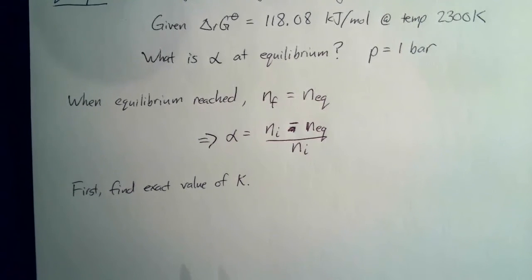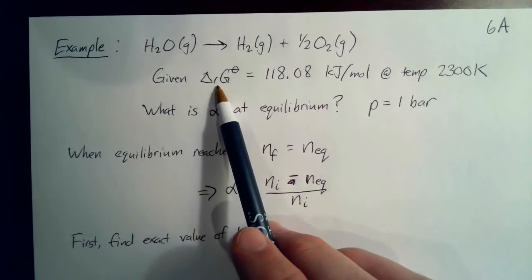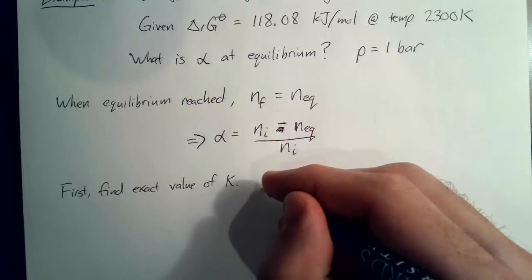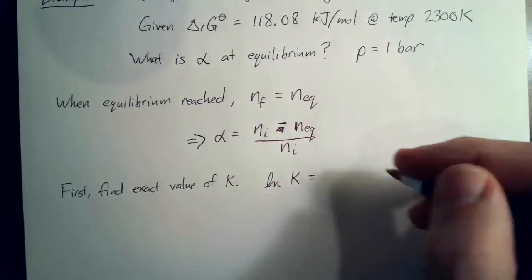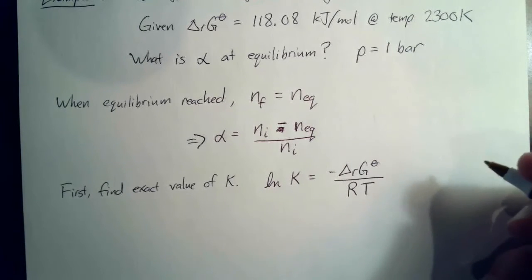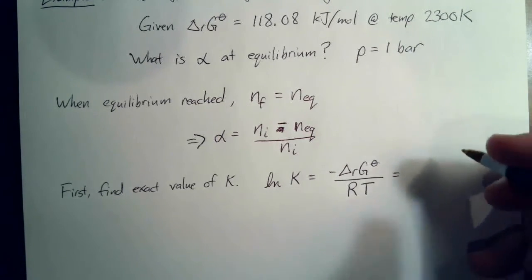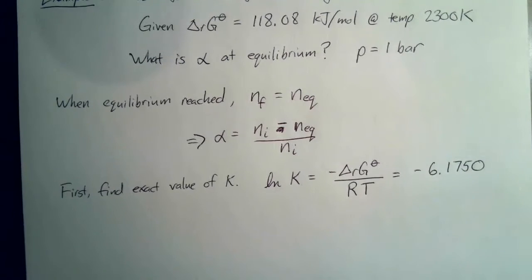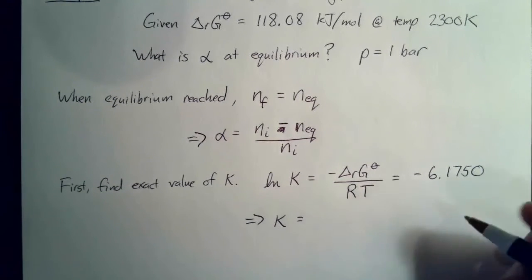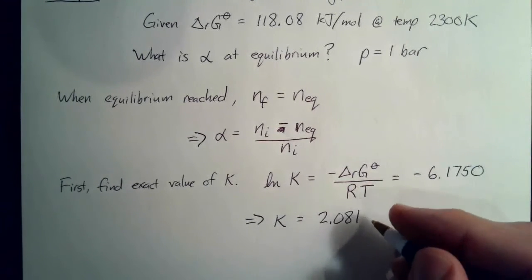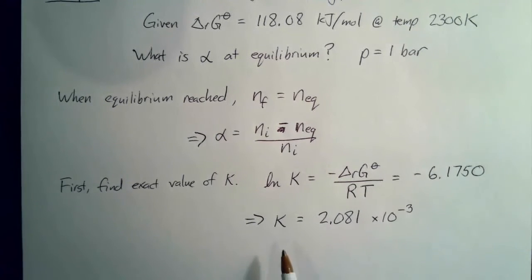Okay, so the first thing we're going to do is find the exact value for K, which we can do because we know delta RG standard and we have the temperature. So using the formula that we've seen before, the natural log of K is going to be negative delta RG standard over RT, all of which are numbers that we have. So plugging them in, this works out to be 6.1750, which means that K is e to this number, which is 2.081 times 10 to the minus 3. And remember, K is dimensionless.